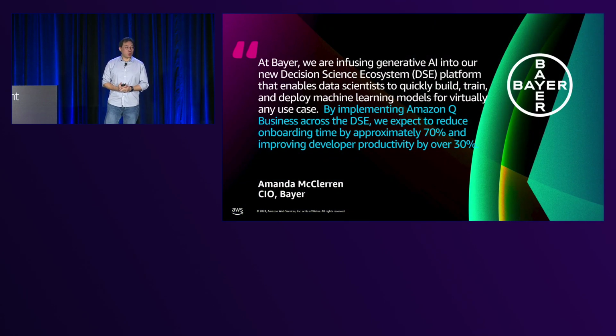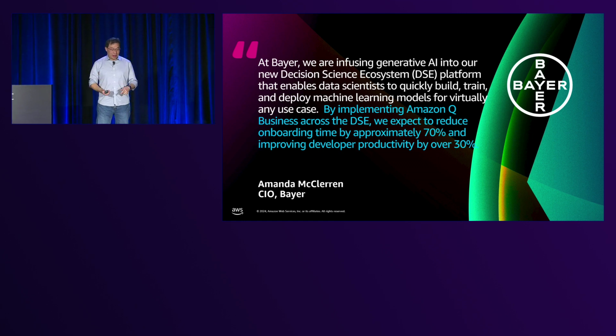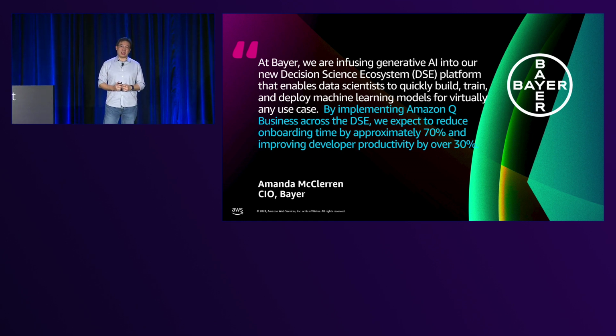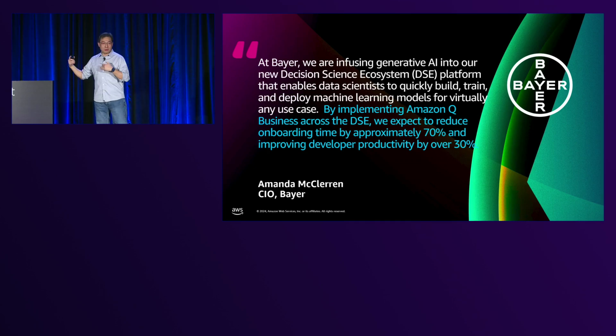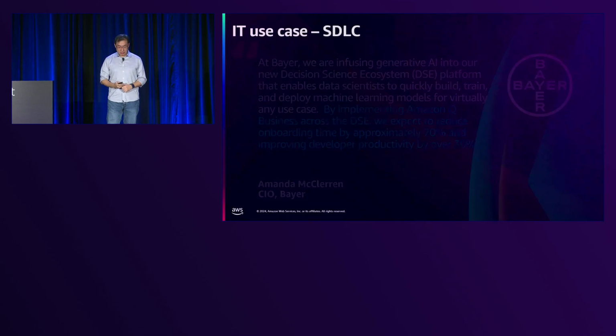So let's take a look at this quote from Bayer CIO Amanda. At Bayer, they have a system called Decision Science Ecosystem. They use that system to train, build, and deploy their machine learning models. With the help of Amazon Q Business, they measured that they were able to improve onboarding time by 70%. So here they use onboarding time as one of their metrics to measure their investment. At the same time, the developers see a 30% productivity gain. Same thing, they use the developers' time to measure their return on investment.